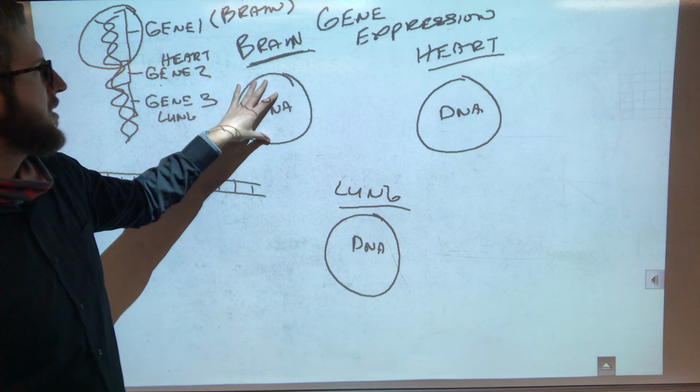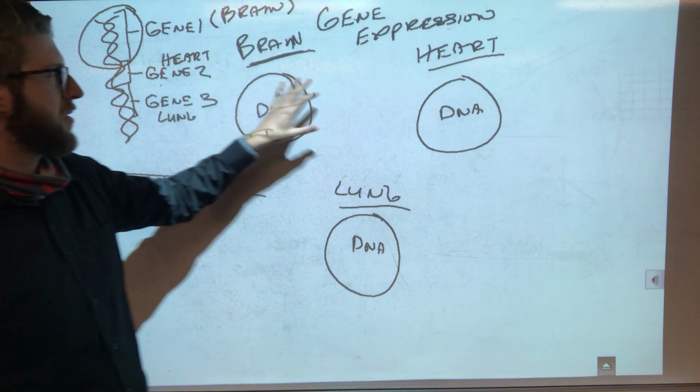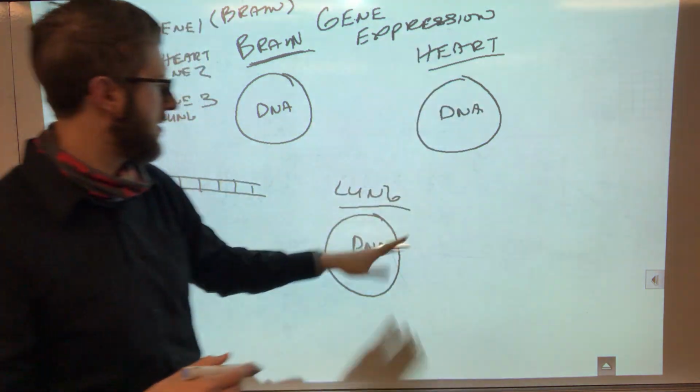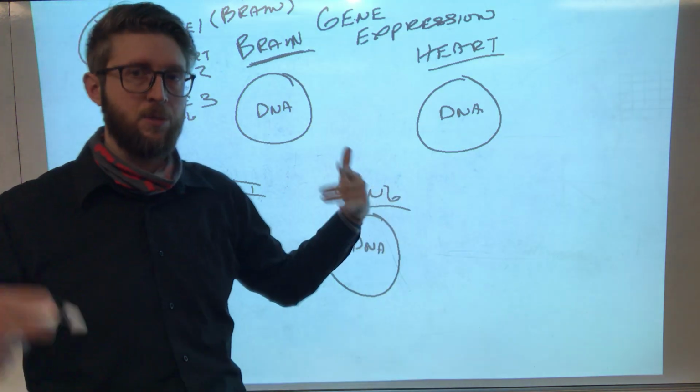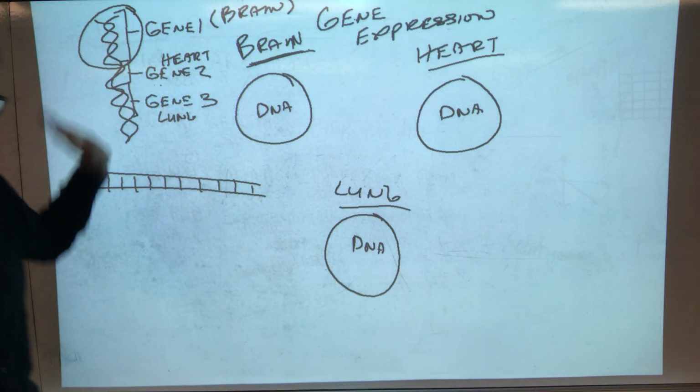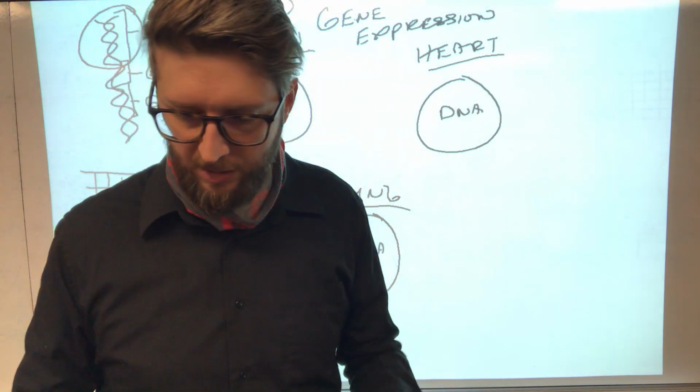Only the brain cell genes get expressed, or turned on, in the brain cell. Only the heart cell genes get expressed or turned on in the heart cell, and only the lung cell genes get expressed or turned on in the lung cell, okay? So they have all the genes, but not all the genes get expressed.